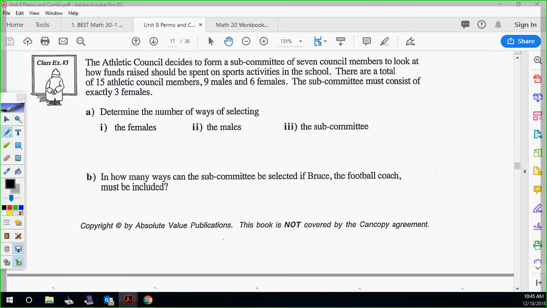The Athletic Council decides to form a subcommittee of 7 council members to look at how funds raised should be spent on sports activities in the school. There are 15 athletic council members, 9 male and 6 female. The subcommittee must consist of exactly 3 female. Determine the number of ways of selecting the females. How many different ways can you choose 3 females? How many females are there? Order doesn't matter, so it's 6C3.